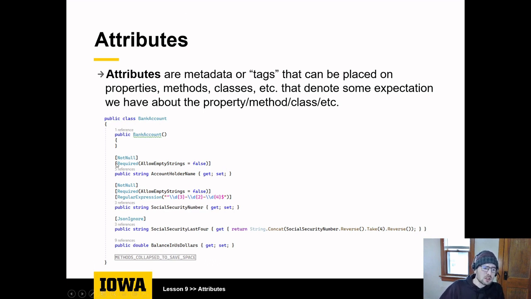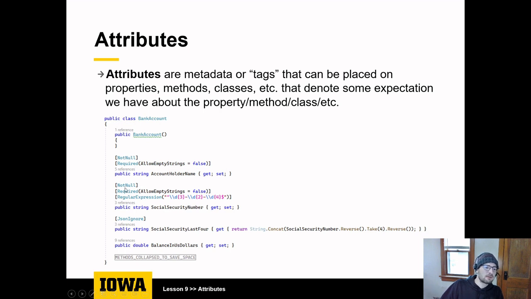Okay? So if we look here at our bank account class, I've added attributes, right? These little tags that sit directly above the properties, and they are describing an expectation we have about the data in these properties. So if we look at account holder name, we are saying that we expect the account holder name to not be null. So we have this not null attribute. And on top of that, we're also expecting that the account holder name is not the empty string, right? So we're describing our expectation using these two attributes.